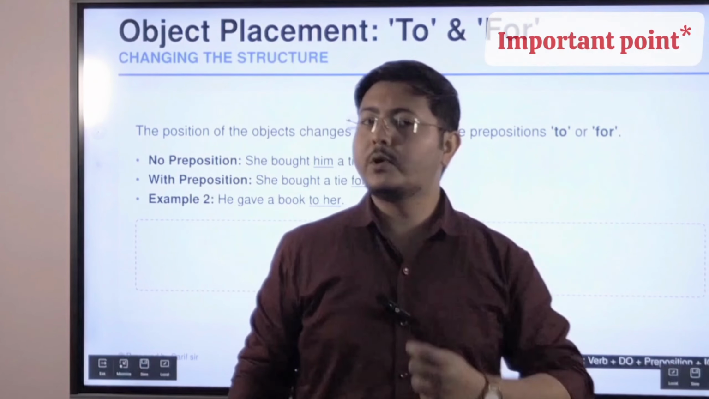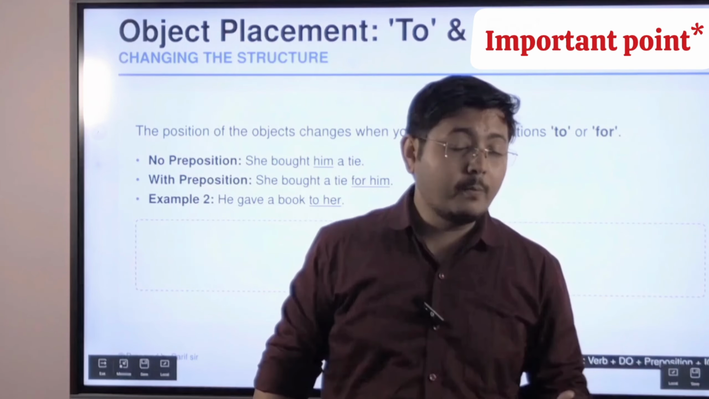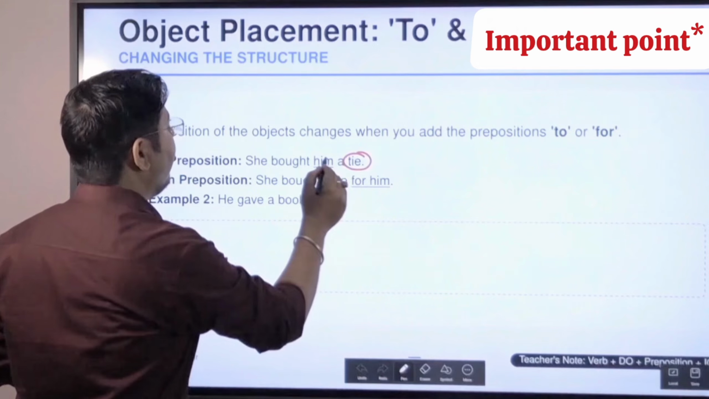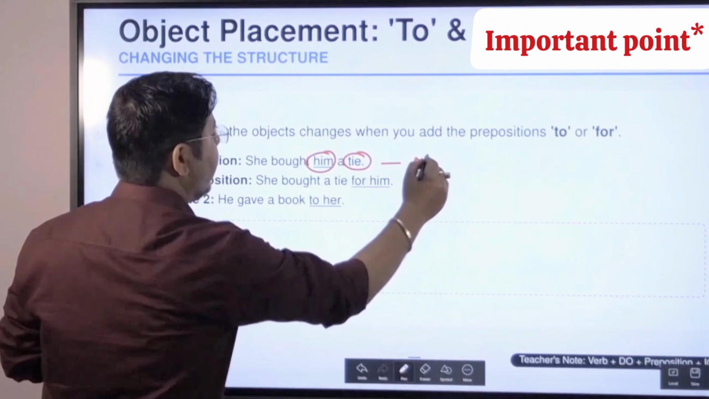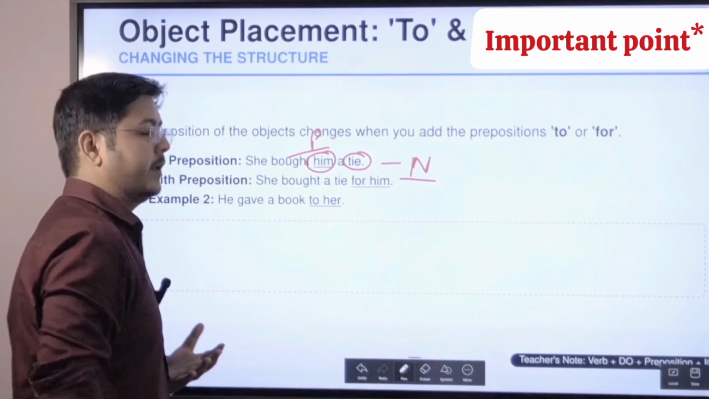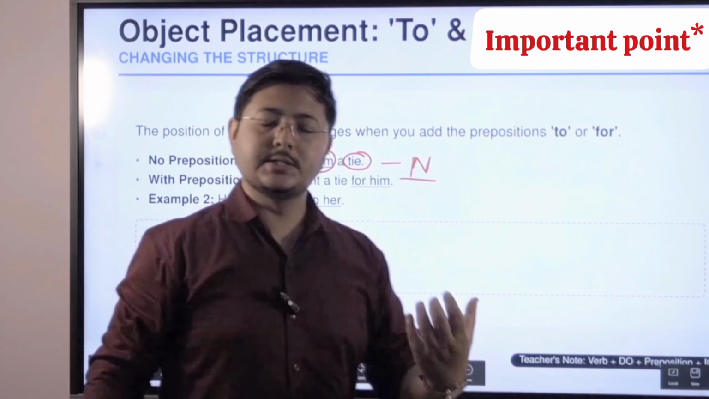And remember one more important point, that for the word to be an object, it only has to be either a noun or a pronoun. Tai is a noun, him is a pronoun. So the word only has to be a noun or a pronoun. Only then can you call it an object.